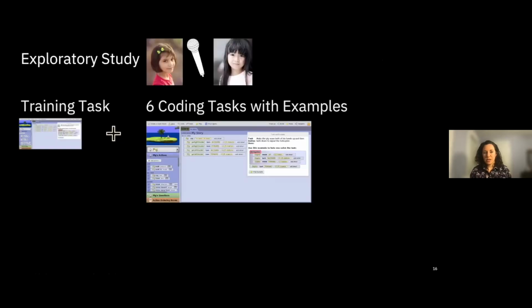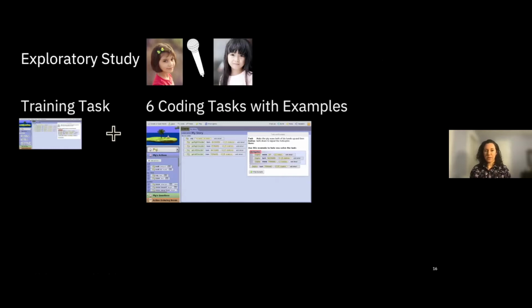And so we wanted to understand more about what a worked example needed to look like. First, we wanted to study that in a controlled environment where users did have tasks, and we wanted to see if we could provide examples that would help them to solve those tasks. So we ran an exploratory study where we had pairs of kids work on coding tasks, and we provided examples along the way. There were a couple of key features of this study.